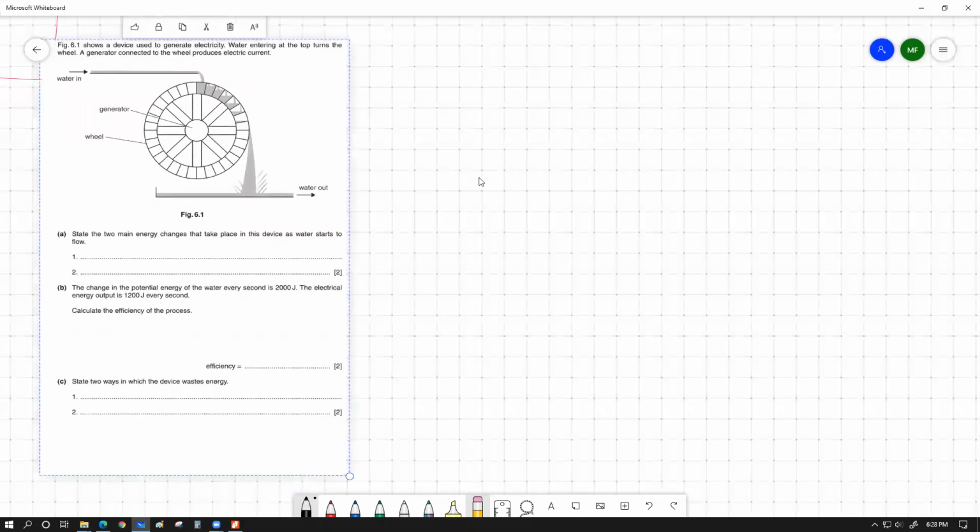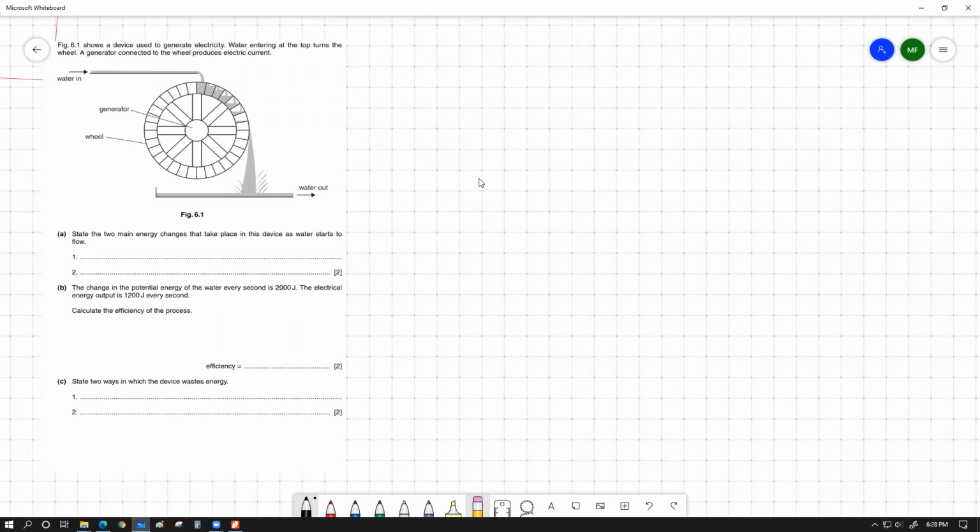What I'm interested to discuss in this question is that it says this device is used to generate electricity. Water entering at the top turns the wheel. A generator connected to the wheel produces electric current. State two main energy changes that take place in the device as water starts to flow, which is pretty simple. The water falls, so GP converts into kinetic energy because that thing is rotating, and then eventually the kinetic energy is converted into electrical energy. So I'm going to write GP into kinetic, then kinetic into electrical. Or if you don't want to write the word into, you can give an arrow like this: GP arrow kinetic, kinetic arrow electrical.